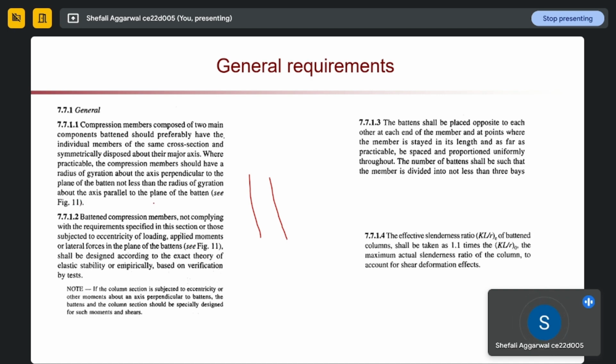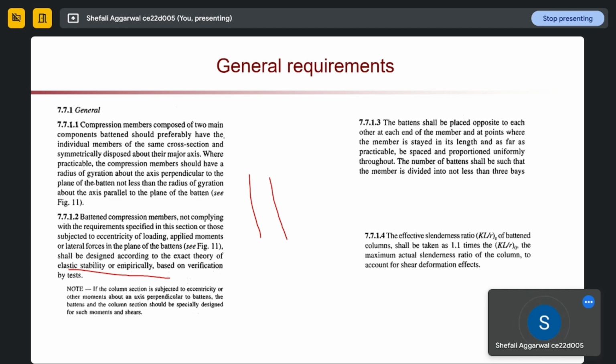That is the same design step we have seen in our lacing system, that our radius of gyration perpendicular should be equal to or more than the radius of gyration in that plane of the batten. Next, a batten compression member subjected to an applied moment or lateral force in the plane of the batten shall be designed according to the exact theory of elastic stability or empirically based on verification by test.